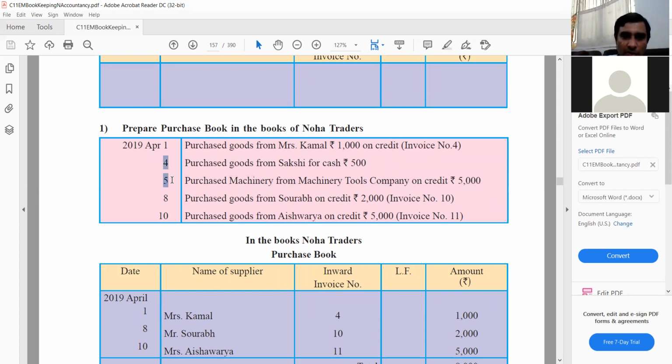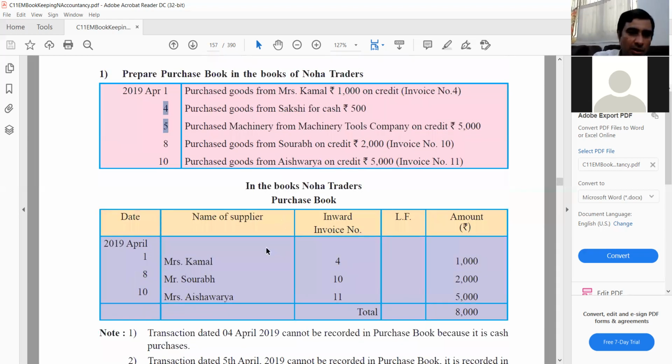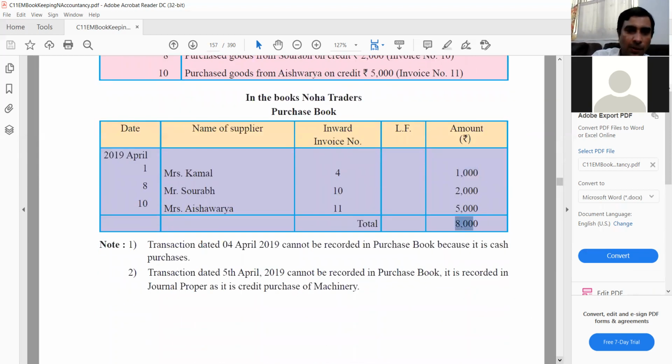The 8th is purchased goods from Saurabh on credit, 2000, invoice number 10. Then the 10th is purchased goods from Aishwarya. So these three entries will appear, and it is fairly easy. You can see the invoice number has been put in this column, amount here, and the date, and then the name of the supplier. So these three, and then this totals up to 8,000. This is called casting: at the end of the month or at the end of the page, you will write down the aggregate, the total amount. Writing that amount down is called casting.